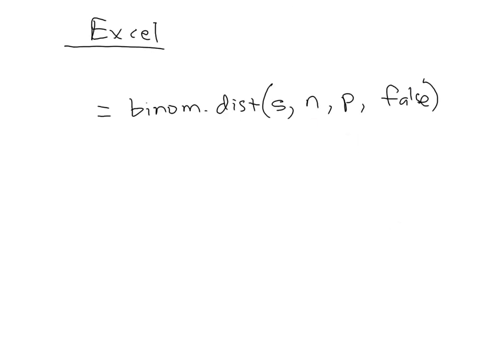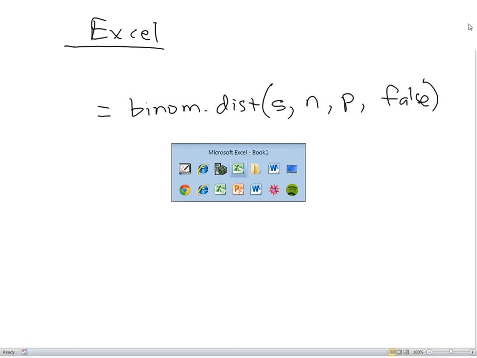Now, using Excel, we can do the same thing. The Excel function is a little bit faster. All we need to enter is equals binom.dist, parenthesis, the number of successes, number of trials, probability of success, and then false. Don't worry about why, but we'll have that in there.